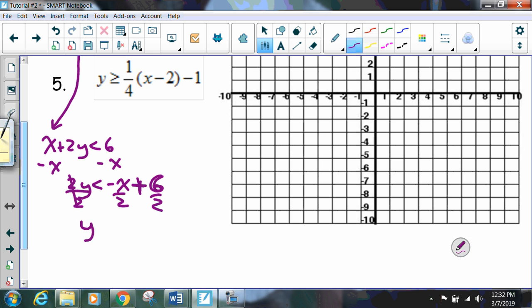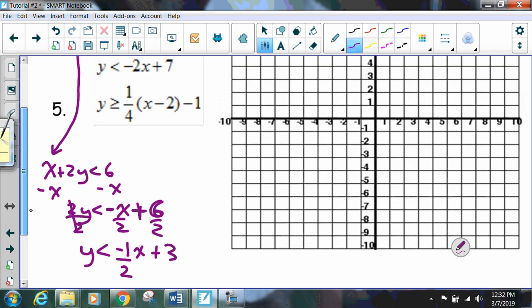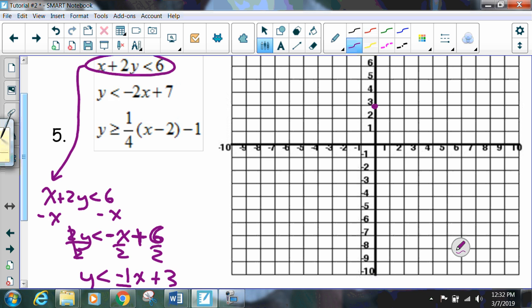That cancels. Now, I know what you're thinking. This negative x over 2, well, what's the slope? Well, it's really easy to see, I think, when we think about it. Negative x is the same thing as negative 1x. And when we do that, it's easy to see that our slope is negative 1 over 2. 6 divided by 2 is 3. Let's go ahead and graph that. We've got a y-intercept of 3, and our slope is down 1 over 2, down 1 over 2.